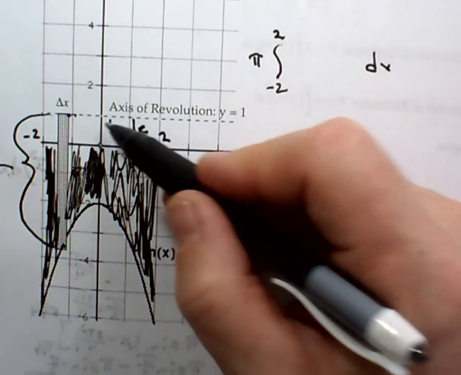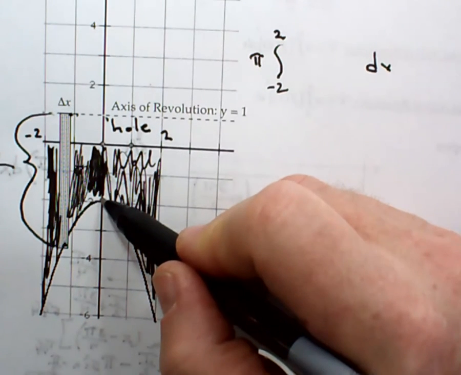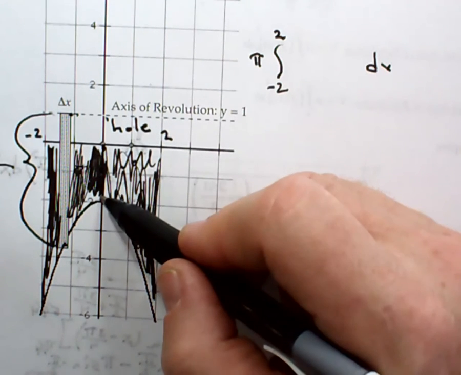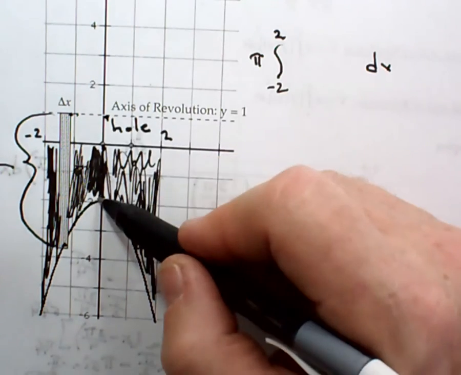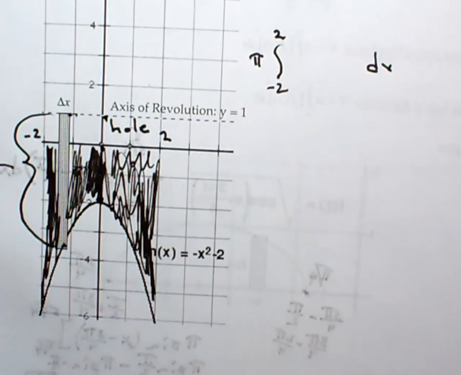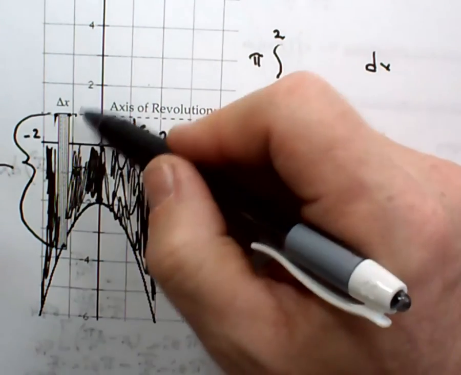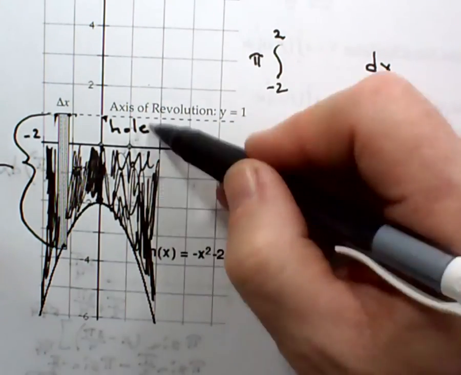Well, how far is it from here to here? Well, look at it. 1, 2, 3. It's 3 units long, right? From here to here. Is it 3 units long the whole time? How do I figure out what this distance is? This big radius.